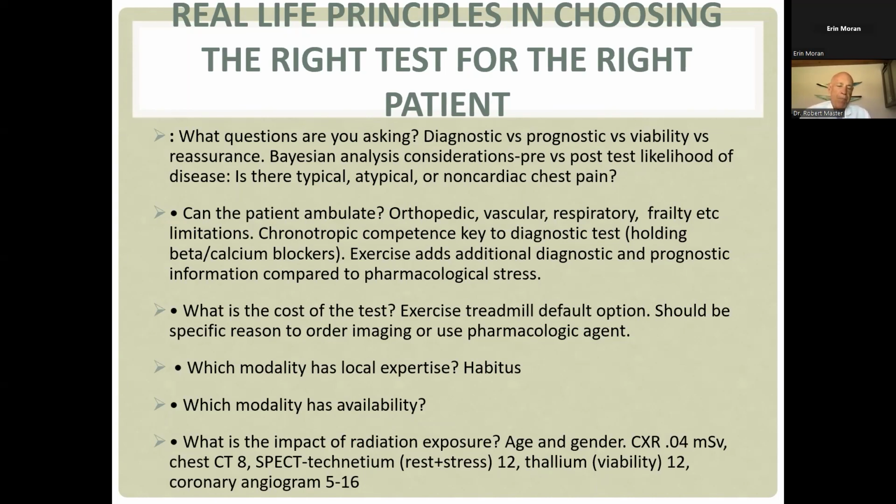And the other thing that people, I think, are paying a lot more attention to is radiation exposure. So when you do a chest X-ray, your exposure is 0.04 millisieverts. So that's a measure of radiation. To give you an idea, a chest CT is 8. A nuclear stress test is 12. With technetium, with thallium, it's 12. With a coronary angiogram, it's 5 to 16. So basically, when you do a nuclear stress test, that's equivalent to 1,000 chest X-rays.